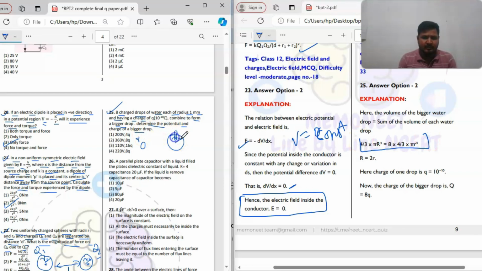Let's say this is the big one. What is the volume of this one? 4 by 3 pi R cube is equal to the volume of 8 small spheres, that is 8 into 4 by 3 pi r cube. After solving this, we get R is equal to 2r. We get the value of R.